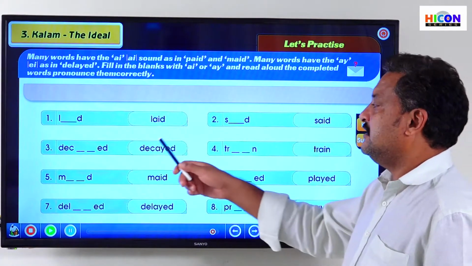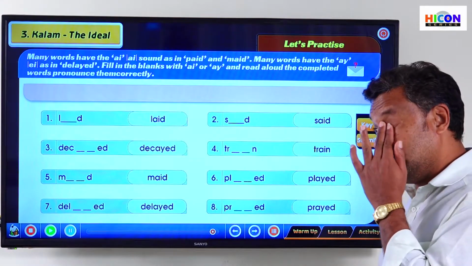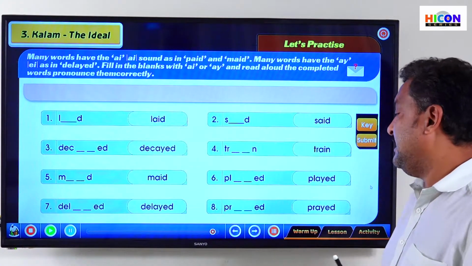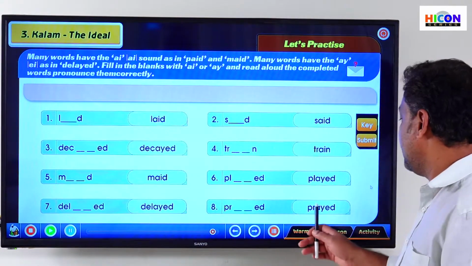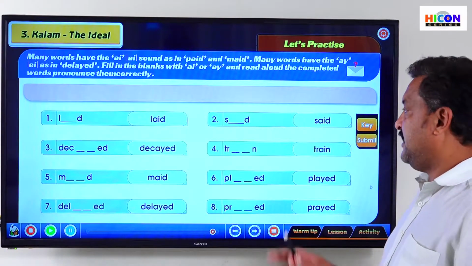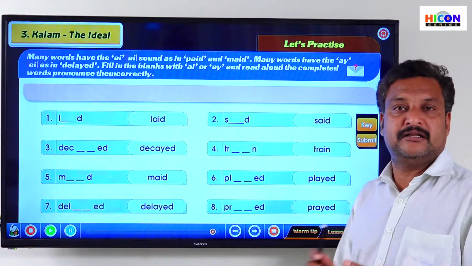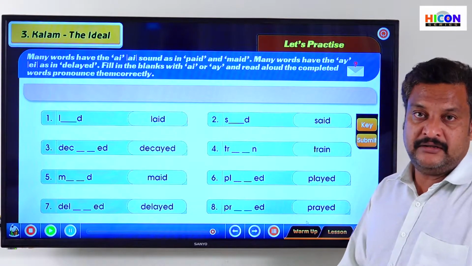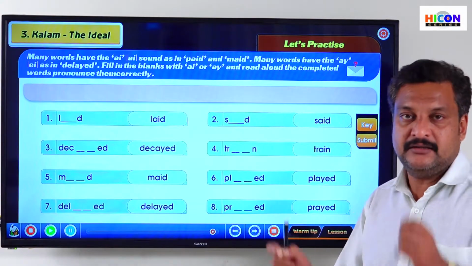SAID, said. DECAYED, decayed. TRAIN, train. MAID, made. PLAYED, played. DELAYED, delayed. PRAYED, prayed. Right? So we have completed that. And now I will keep the screen the same for another minute so that you can have a look at the words once again. Right? Read each and every letter, spell the word, and then read the words. Right?